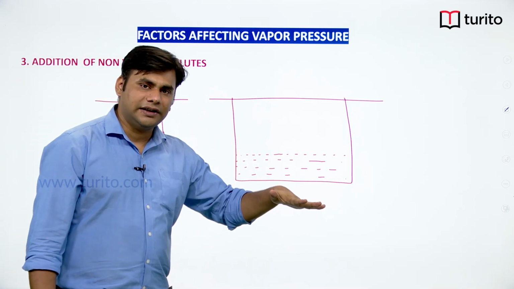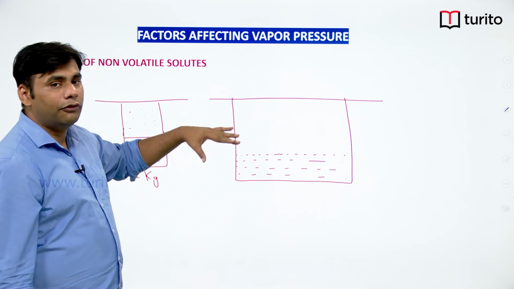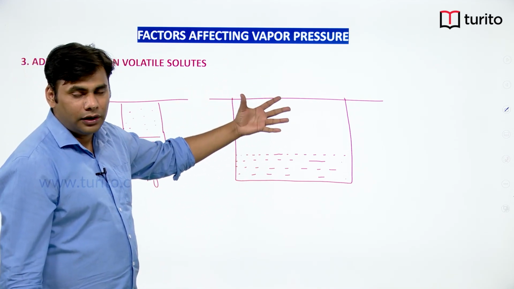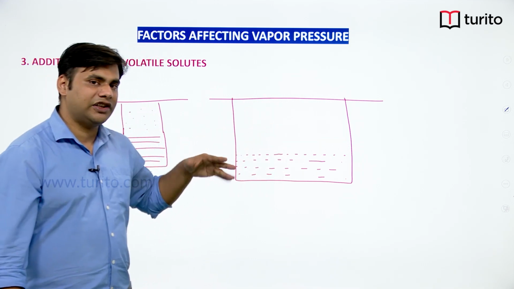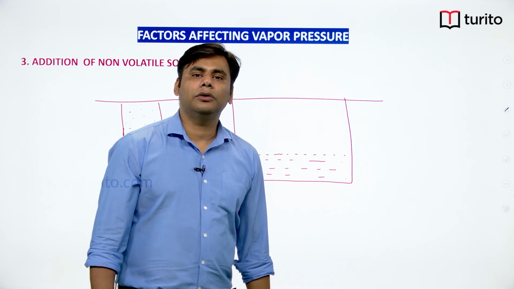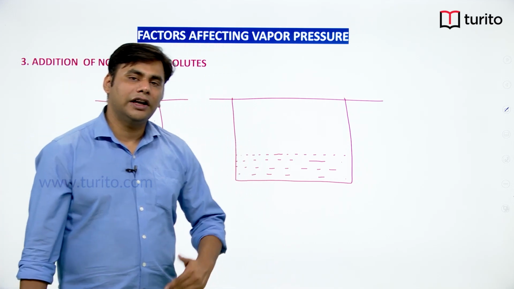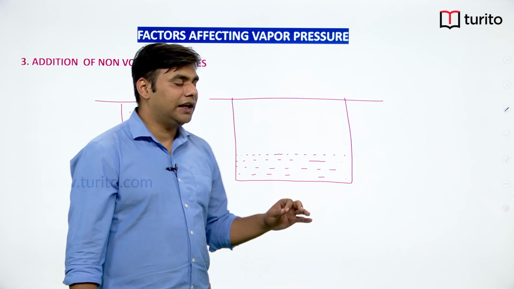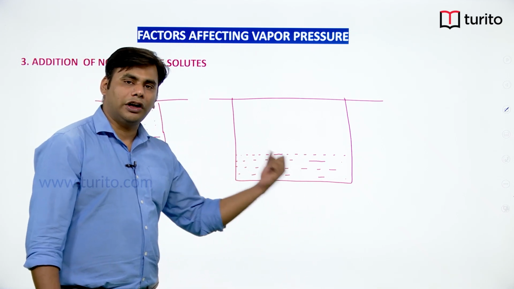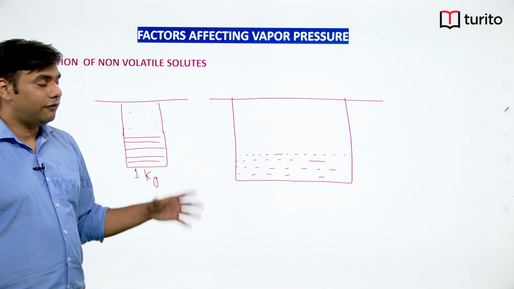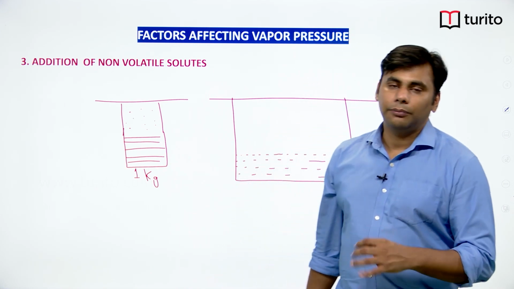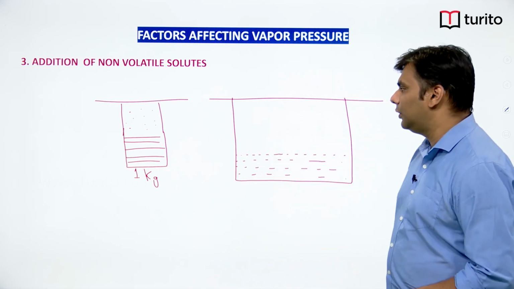When you have increased the surface, the number of molecules escaping out into the vapor phase would be more, but because you have increased the surface area, the number of molecules condensing back would also increase. So that would result in no change. So basically if I increase the surface area, there would be no change in the vapor pressure, it would remain the same. Vapor pressure will change only when I change the temperature. Okay, I hope this point is clear to everyone.